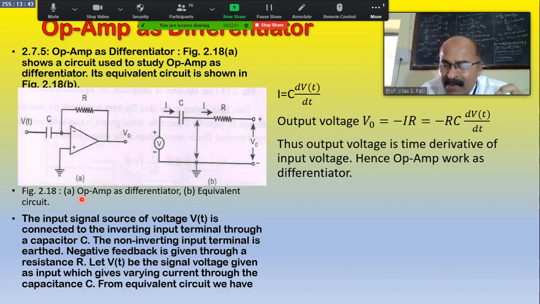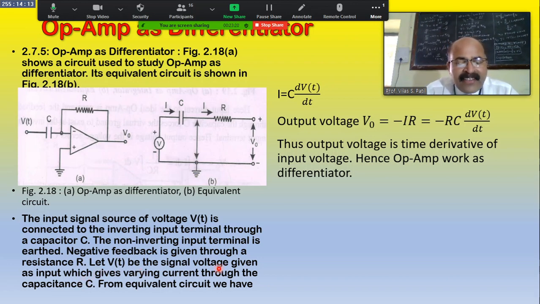Virtual ground means virtually it acts as input voltage of 0 volt. It acts as the earth, and earth means it also acts like a ground. See here, friend. The negative feedback is given back through the resistance, that is V0 is connected back to the inverting input terminal through resistance R, and negative feedback is achieved here.